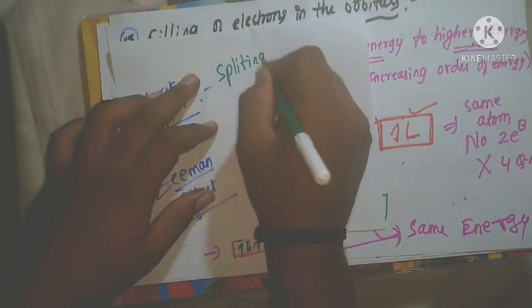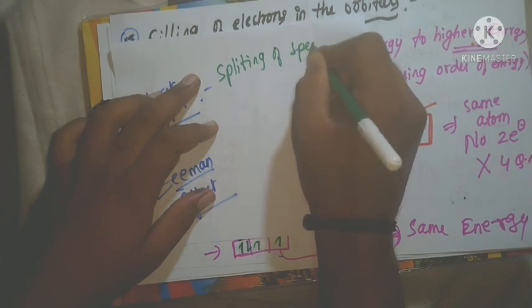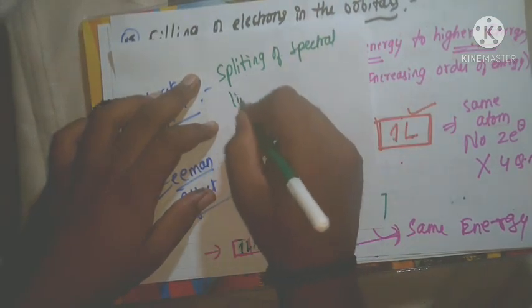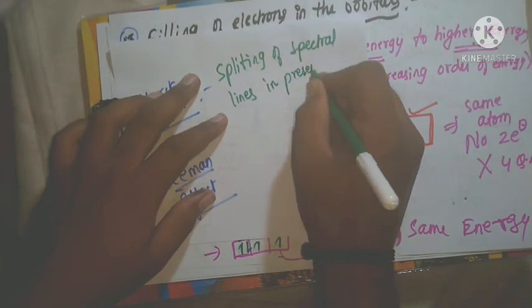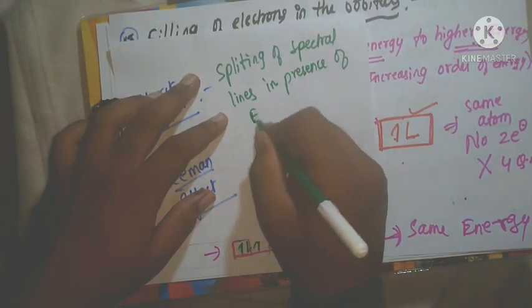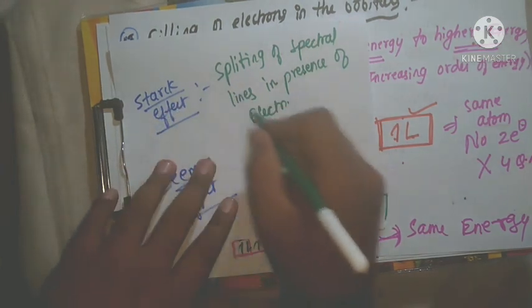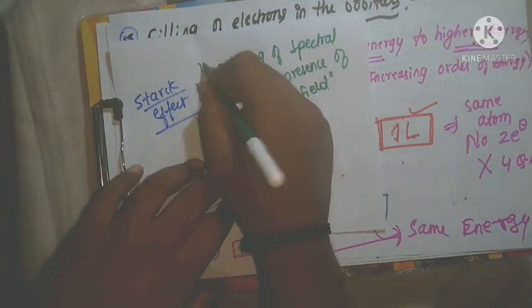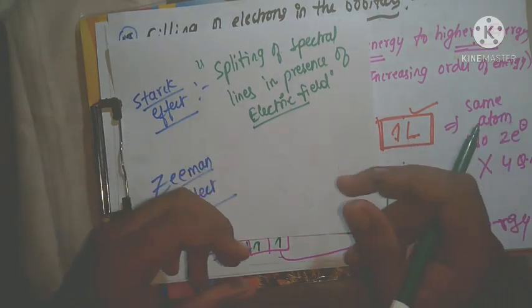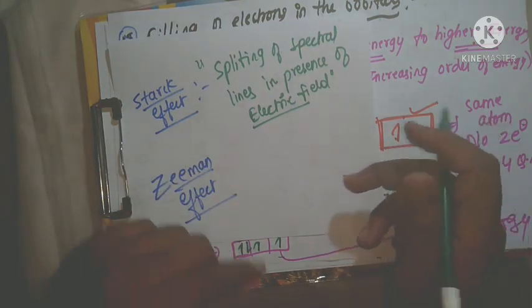Splitting of spectral lines in presence of electric field. Just remember, Stark effect means electric field. Stark effect means when you apply the electric field, the splitting of the spectral lines takes place. That effect is called what?